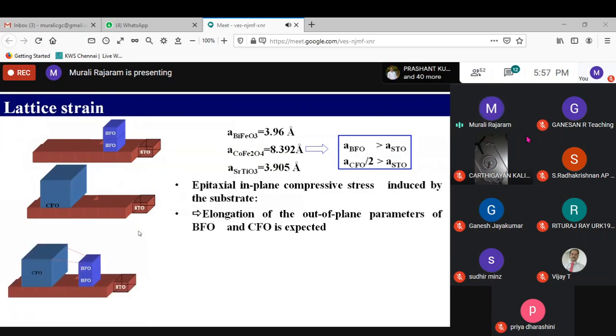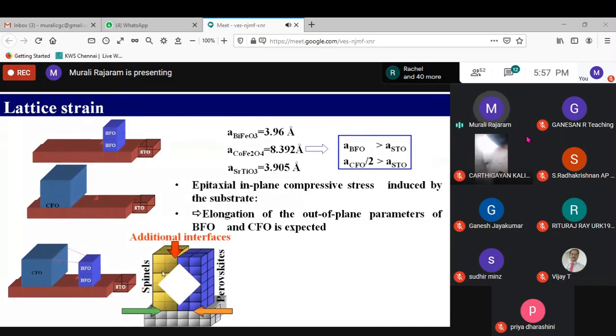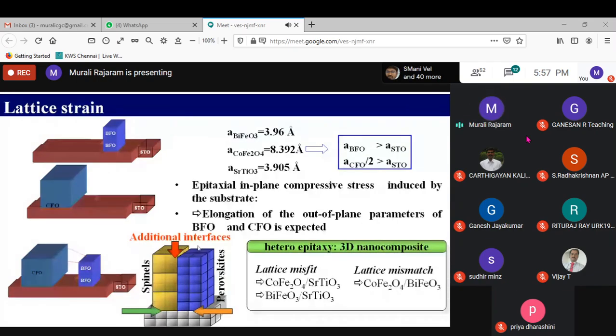But if you want to grow them together, if you want to put these two together on a single substrate, there is one more interface, an additional interface here between your bismuth ferrite and cobalt ferrite. That is what is shown here. So if you put perovskite and spinel together, you are creating an additional interface. This should be either coherent or semi-coherent if you want epitaxial films. So we should not only see the lattice misfit of spinel and substrate, or perovskite and substrate, you should also see the spinel and perovskite lattice mismatch. This is also one of the important parameters in this kind of vertically aligned nanostructure.